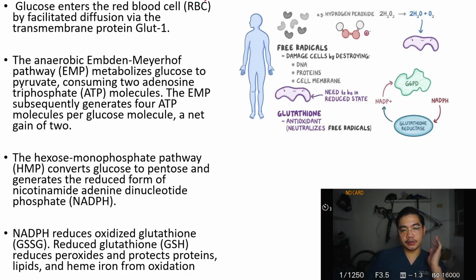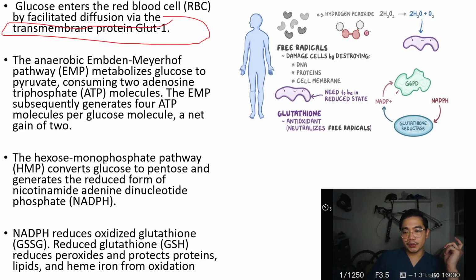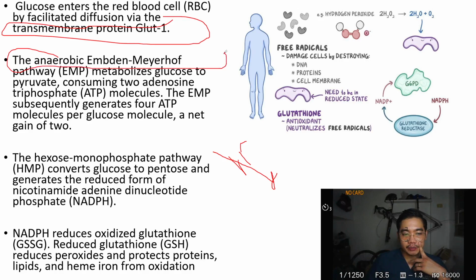So glucose enters the red blood cell via the transmembrane protein GLUT1. GLUT1 is present in most cells, most red blood cells rather. So this just freely passes through. There is no ATP needed. But the red blood cell needs to convert it to ATP. So it uses the anaerobic pathway, your Embden-Meyerhof, remember this, EMP.